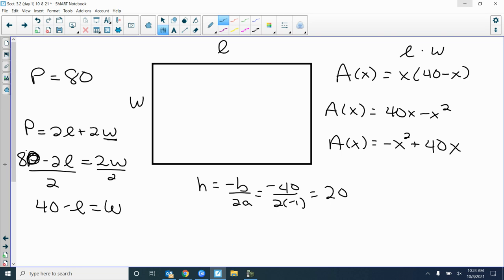And then if you plug 20 in, that'll give us our final area, or highest area, which is 400 for that one. So that's kind of how you set up that one. Some of these you've got to be able to set up that equation first. All right, other questions on anything else?